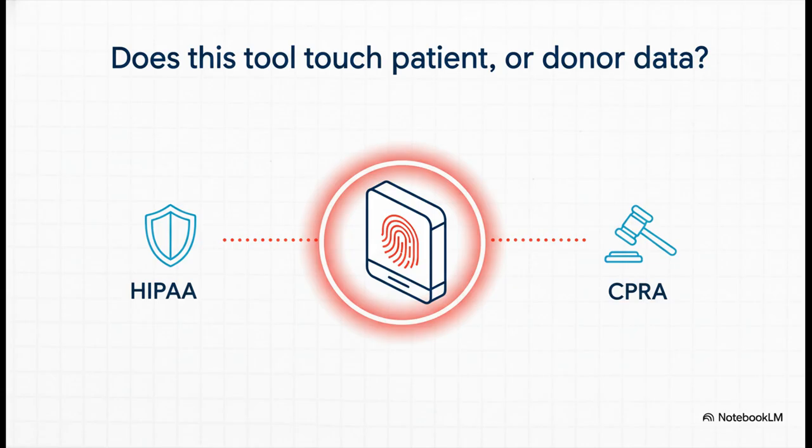It's a critical flag. Does the tool touch PHI or PII? That's protected health information or personally identifiable information. For your organizations, this means any patient, client, or donor data. A yes here immediately tells us this tool needs a much higher level of scrutiny under laws like HIPAA and CPRA. We'll have to do a much deeper risk assessment on it.